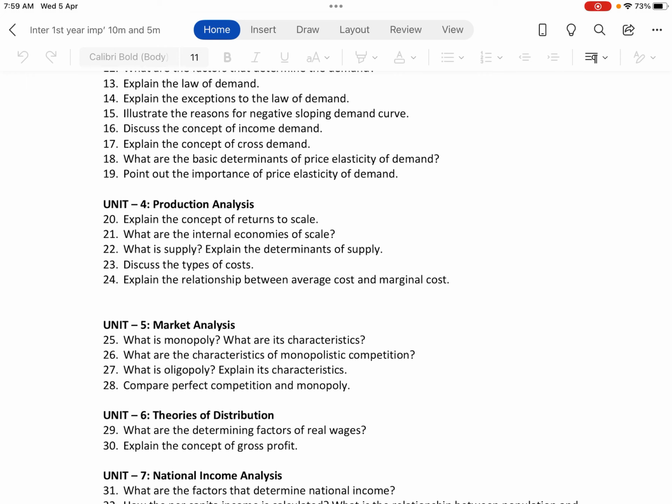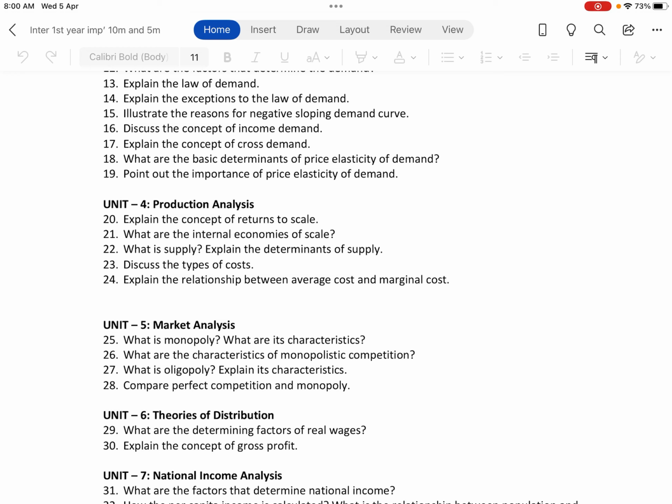And the next 5 marks you can expect from Unit 5, Market Analysis. From this unit also, 1 question has been asked in the March 2023 board exam paper. So 25th question, what is monopoly? What are its characteristics? So this question is already covered under 10 marks. So you have to write up to the characteristics of monopoly.